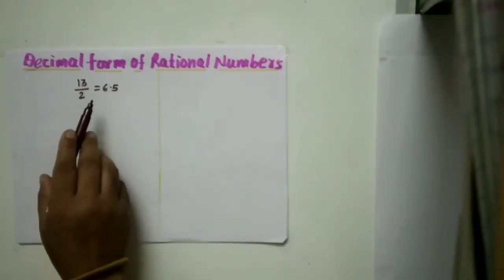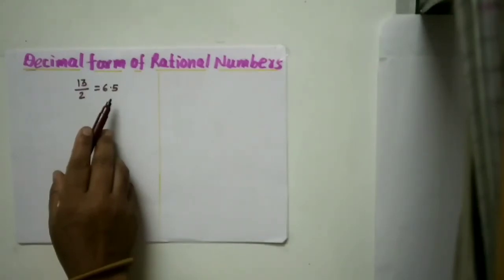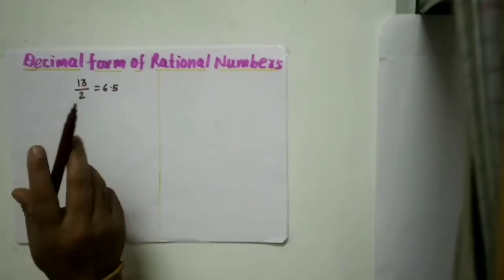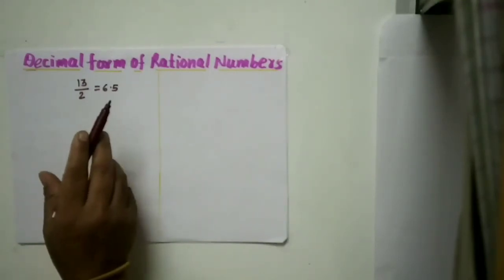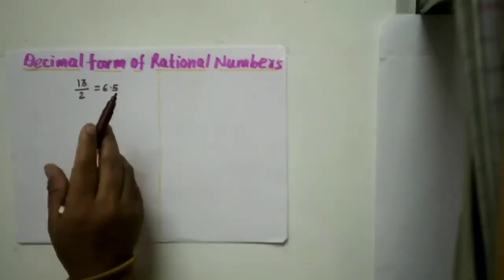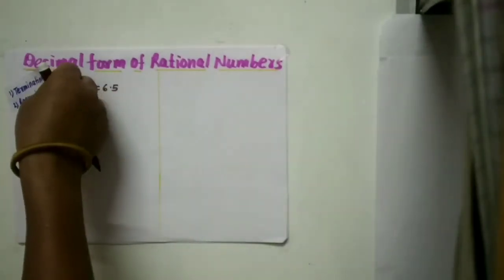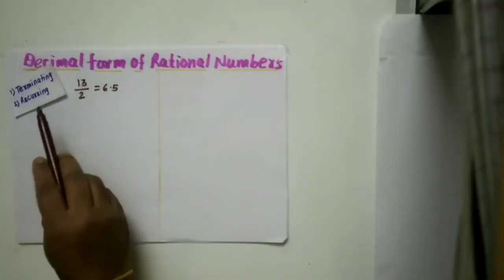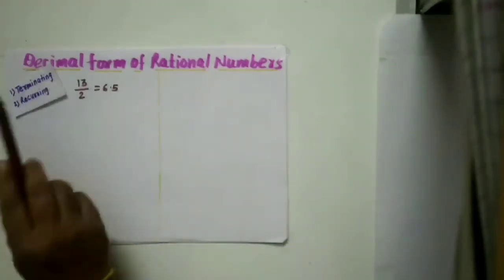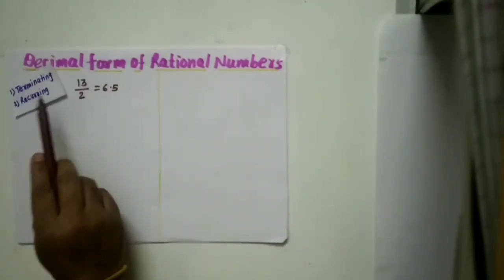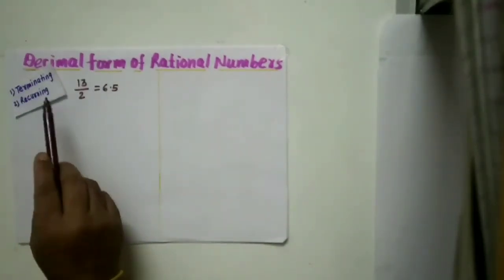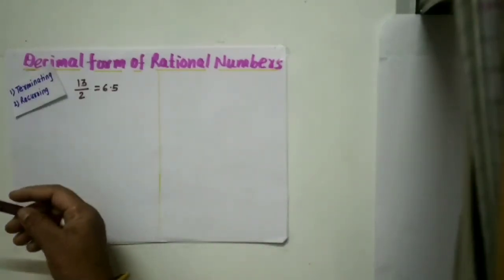So students, every rational number can be written in decimal form. There are two types of decimal forms. One is the terminating decimal form and another one is the recurring decimal form. Okay, now let's see some examples.